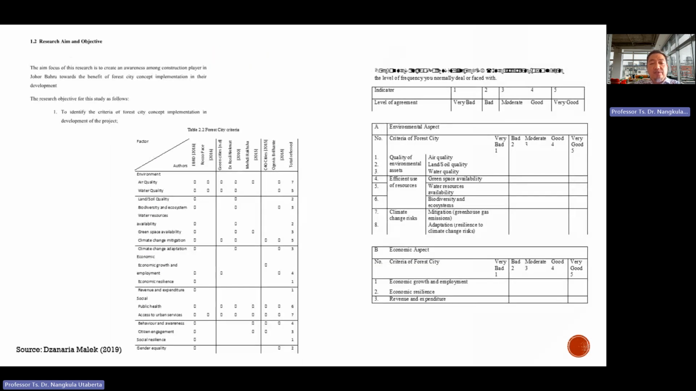Next, you discuss the objective. For example, like this one: the aim of the research is to create an awareness among construction players in Johor Bahru toward the benefits of forest cities. To identify criteria of forest city concept implementation in the development of projects. Also, you use that objective to develop things.